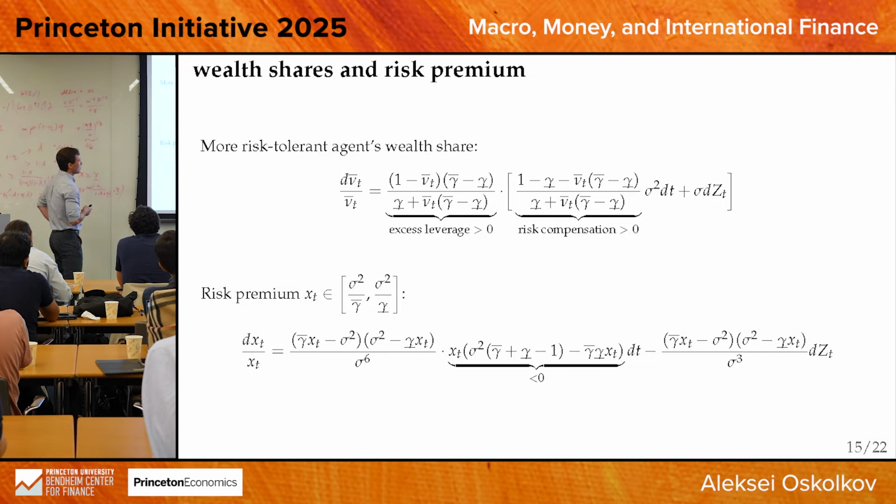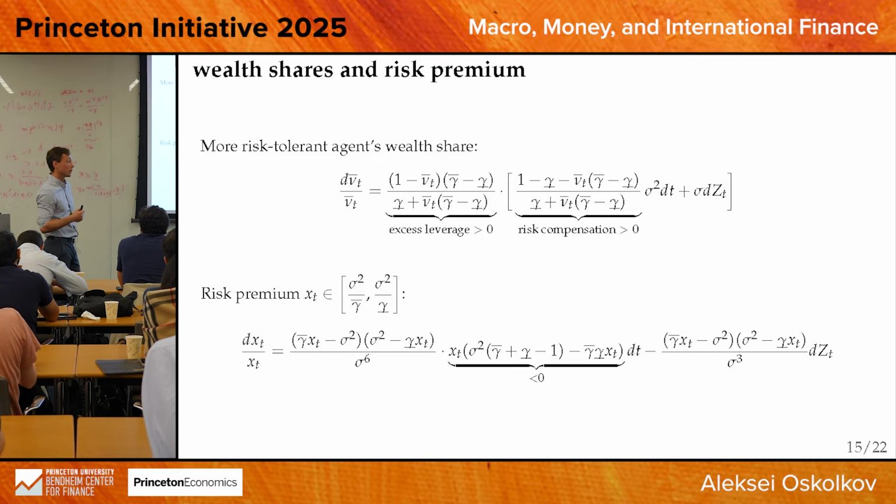So what is the dynamics of the risk premium? Because there's only one endogenous variable in this economy, and because we make Lucas tree have a geometric Brownian motion, y just drops out of the equations. So x, the risk premium, only depends on the wealth share of the more risk-tolerant agent, and also has simple dynamics that you can solve for in closed form. You can also sign the drift of this. The risk premium drifts down because the wealth share of the more risk-tolerant agent drifts up.